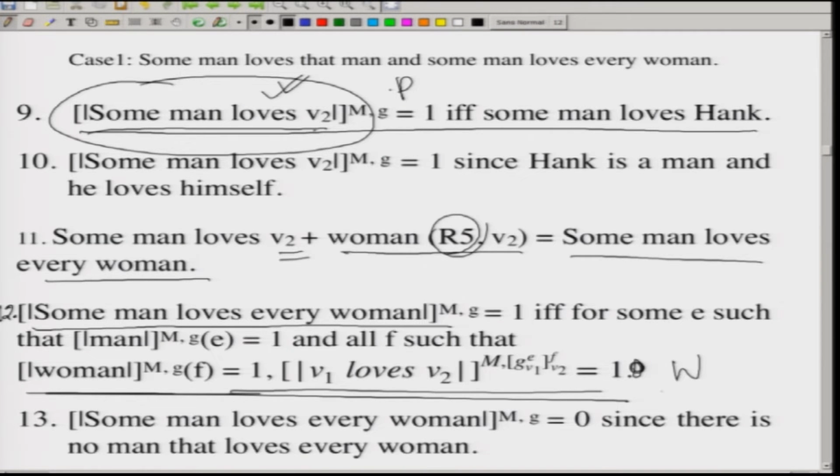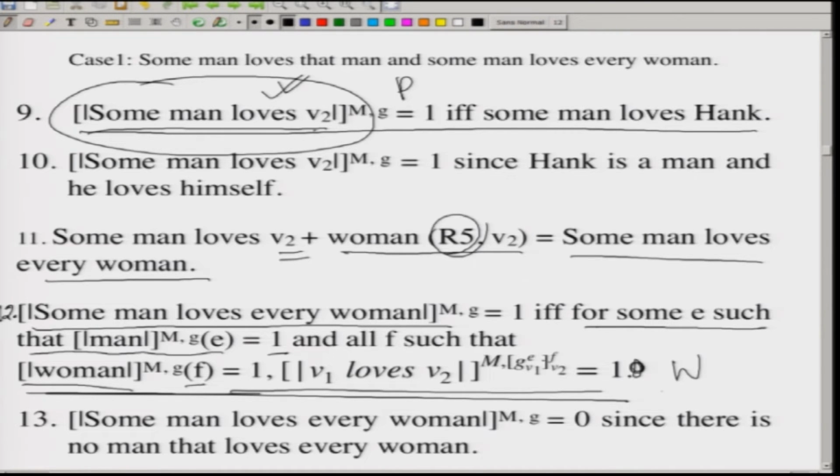We have to be very careful about the language, because the textbook doesn't really give us step by step solutions to problems. So I prefer this language. I would say some man loves every woman. What is the truth value? So what is the truth condition? Some man loves every woman with respect to g is 1 if and only if for some e such that man takes e and yields 1, and this holds for all f such that woman takes f and gives 1, V1 loves V2.